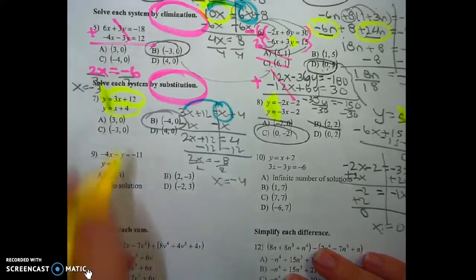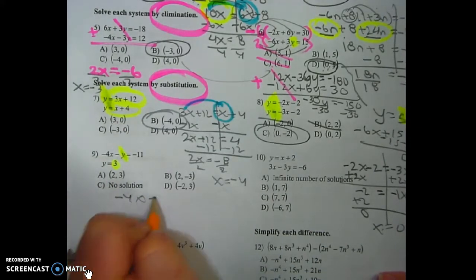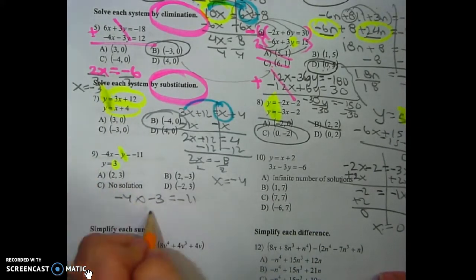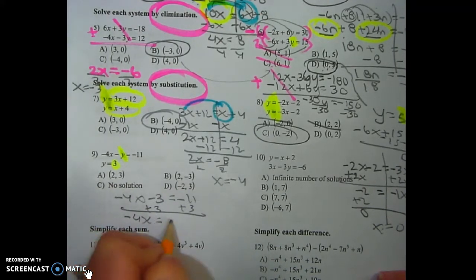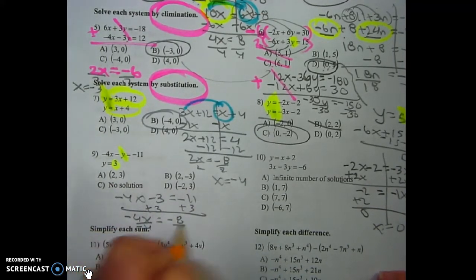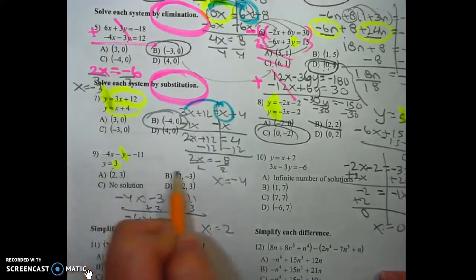This one's pretty cool because they already gave me my y value. So I'm just going to take this 3 and plug it in right there. Negative 4x minus 3 equals negative 11. Plus 3 plus 3. Negative 4x equals negative 8. Divide by negative 4. A negative over negative is a positive. X equals 2. Y equals negative 3.